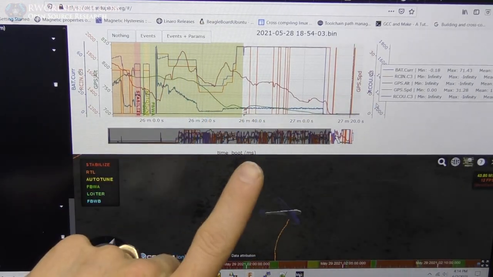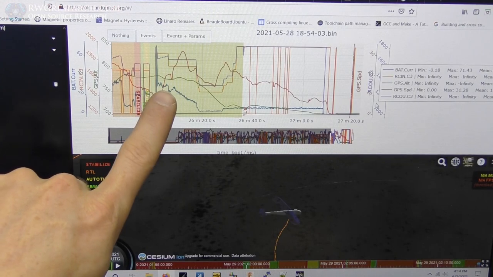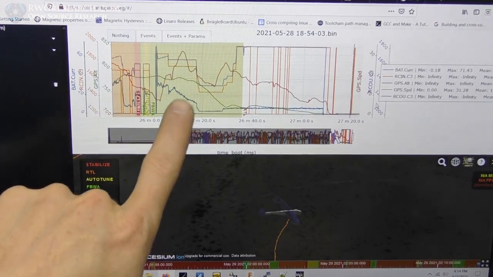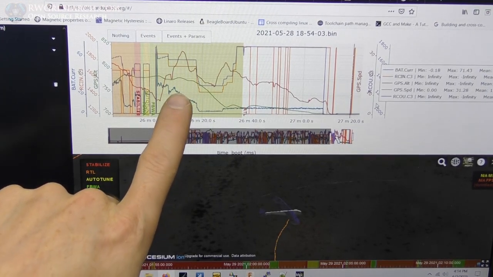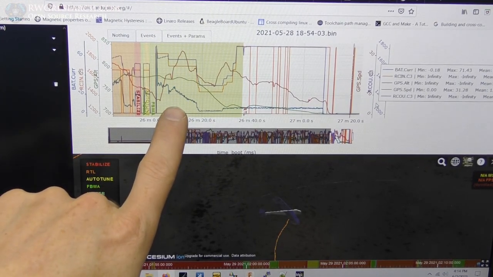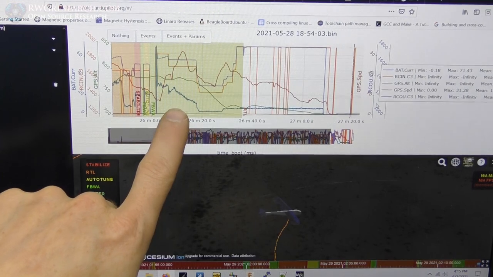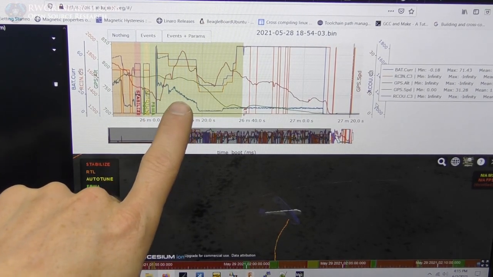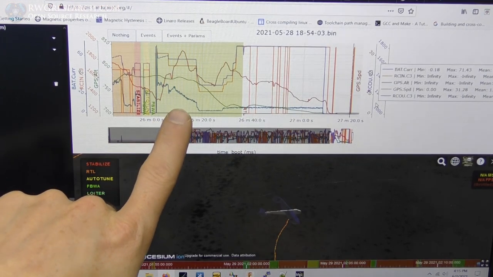So here was my clue. You see how this slowly drops off? It doesn't just go pfft. That tells me the motor controller was getting hot and it was drawing less current to keep it from burning up. It's a smart enough controller to know that if it keeps throttling, it will catch on fire. That would have been bad.